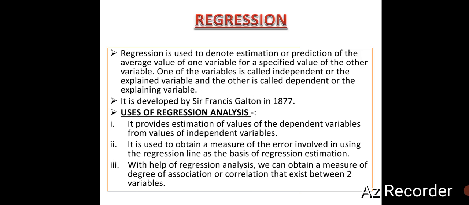There are certain uses of regression analysis. It provides estimation of values of dependent variable from the values of independent variable. It is used to obtain a measure of error involved in using the regression line as the basis of regression estimation, and with the help of this regression analysis we can obtain a measure of degree of association or correlation that exists between two variables.